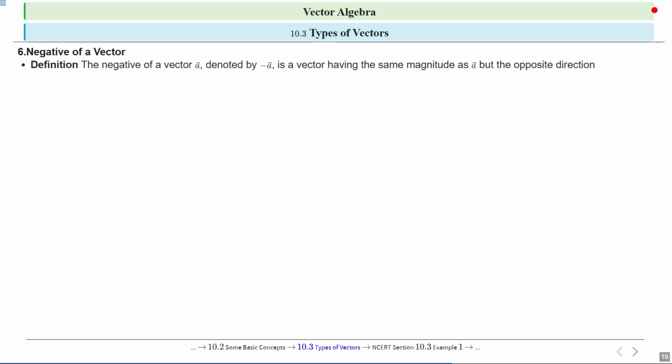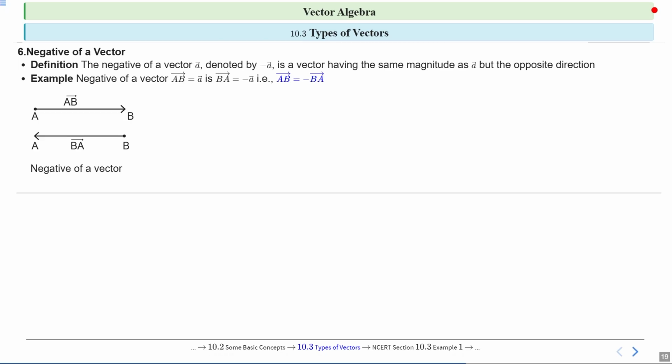Next, part 6, negative of a vector. Definition: the negative of a vector a, denoted by minus a vector, is a vector having same magnitude as a vector but the opposite direction. Example: negative of a vector AB is vector BA, that is, AB vector is equal to minus BA vector. Okay.